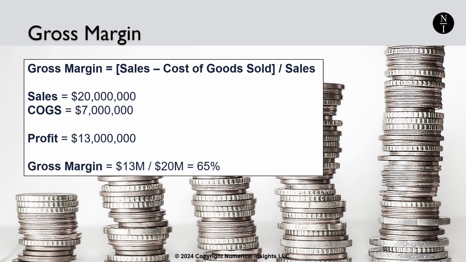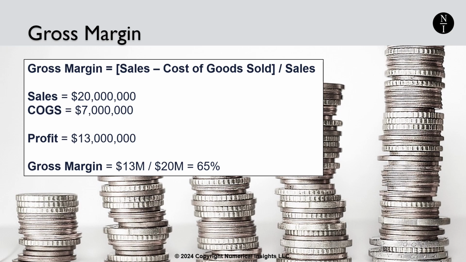First, let me remind you of the formula for gross margin, since I'll give examples using this metric. The gross margin is simply sales minus cost of goods sold divided by sales. The gross margin calculates profit as a percentage of sales. The higher the value, the better.